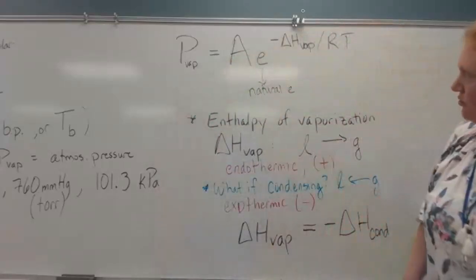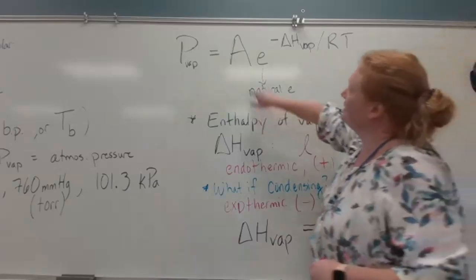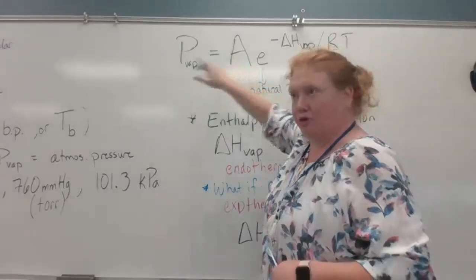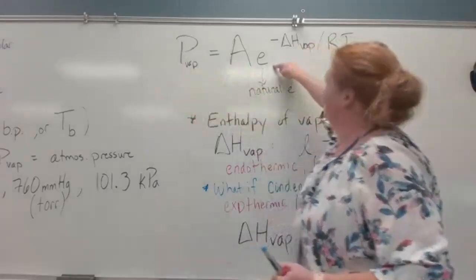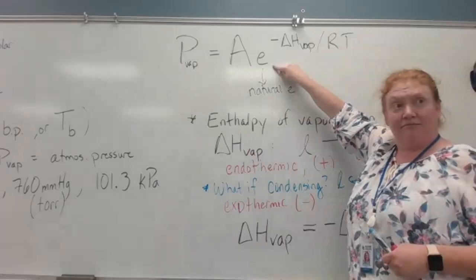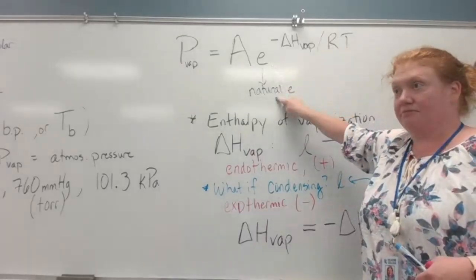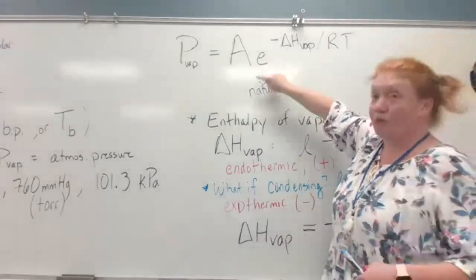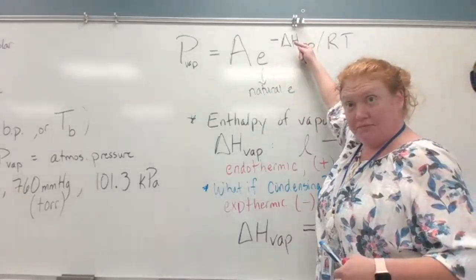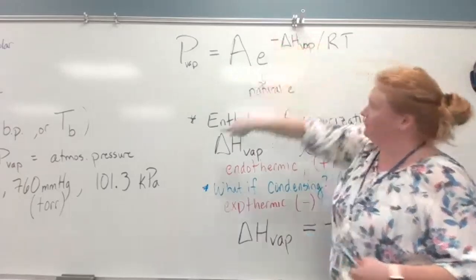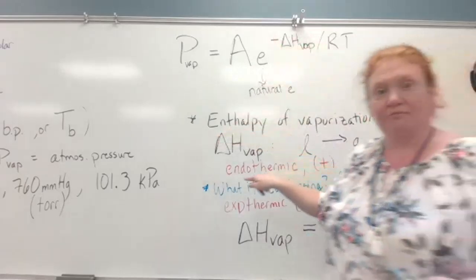Okay, so in our Clausius-Clapeyron equation, again, this is a constant value. Sometimes we need it, sometimes we don't. We're going to see when we don't. If you see that little e, that's that natural e in your calculator. And we're doing e raised to the power of negative delta H of vaporization.